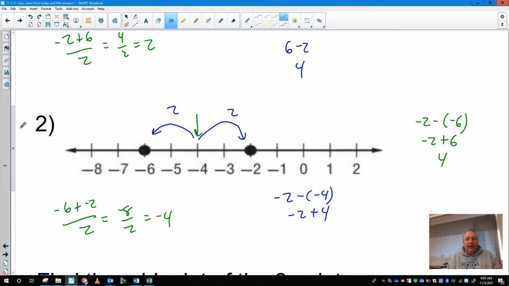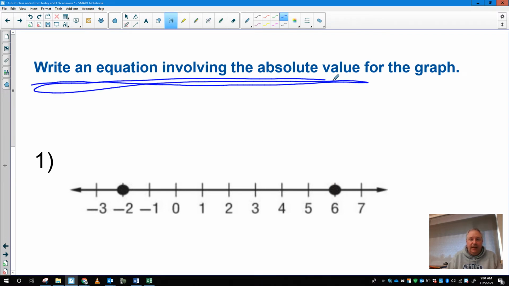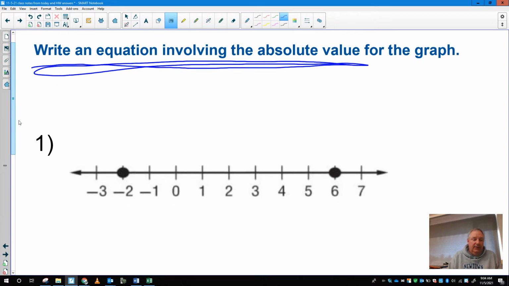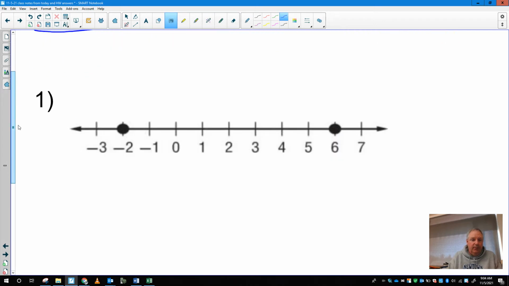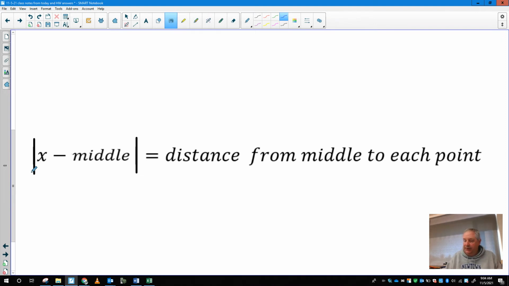All right, so let's get to the actual question on the yellow paper. It says, write an equation involving absolute value for the graph. Okay, so write an equation involving absolute value. That's your goal. When the directions say that, my goal is to write an absolute value equation for this picture. So I know absolute value is distance from 0, but in this case, 0 is not the middle, so it's not the distance from 0. So here's what I want you to do. Write down this formula. You can put it at the very top, you can put it on the side, wherever you have room.